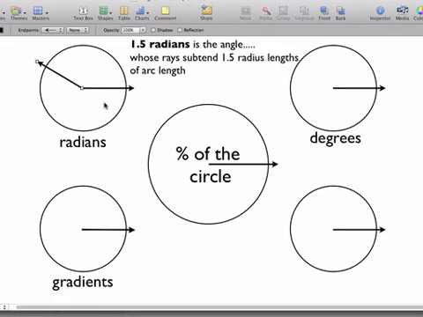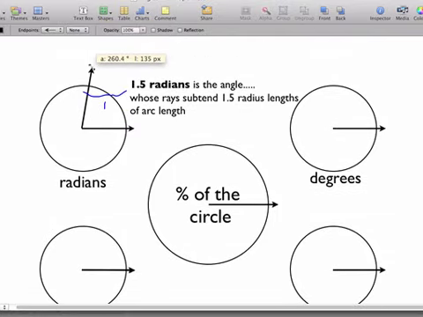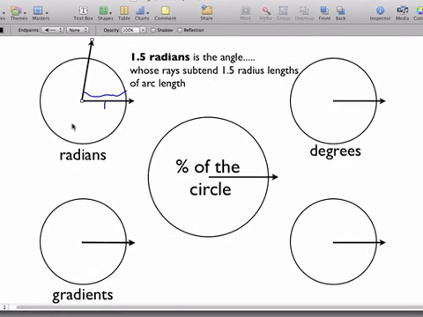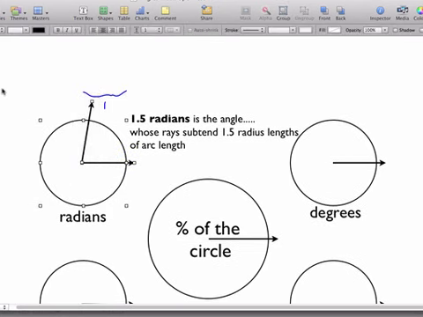So if this is one radius length here, then just estimating, about where's an arc length of 1.5? Here? More or less? If we want 1.5, we need more. More or less? Still more. Oh no. Dang it. Shouldn't be that hard.